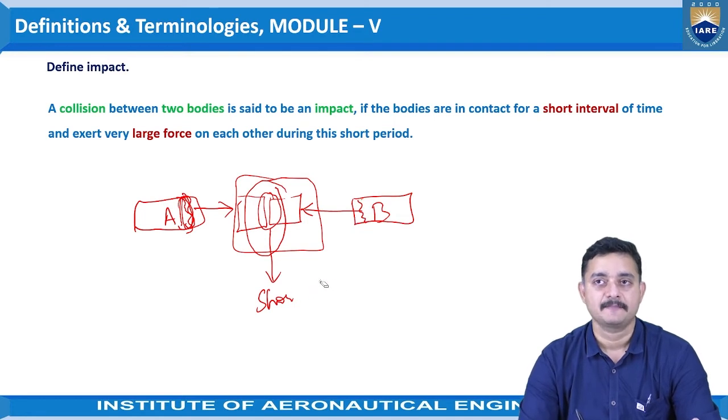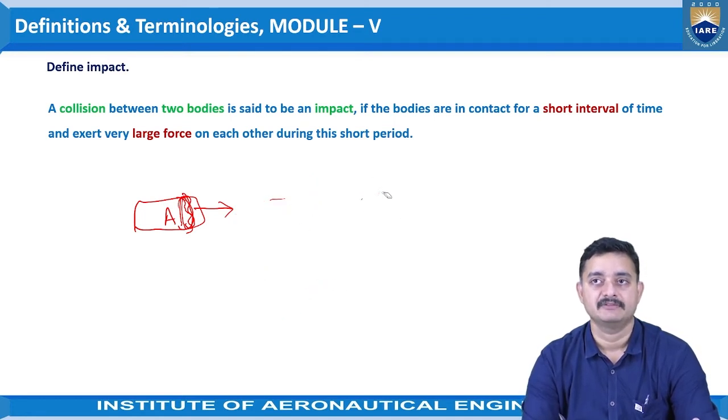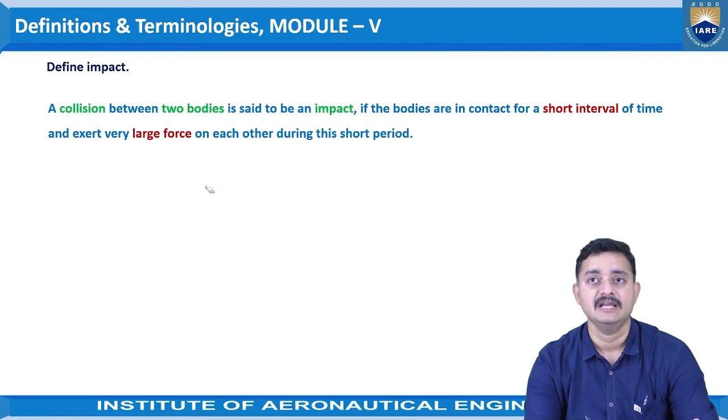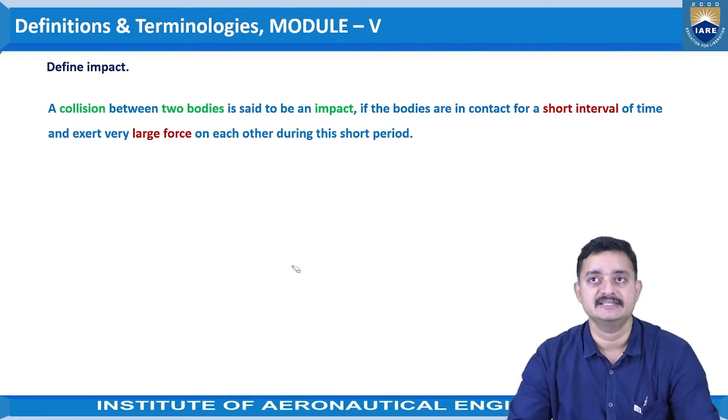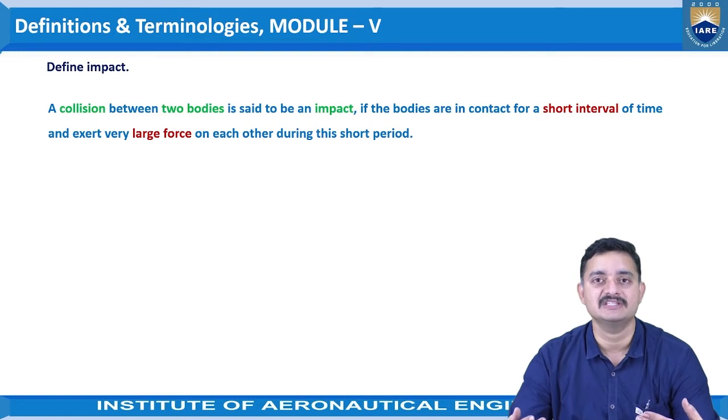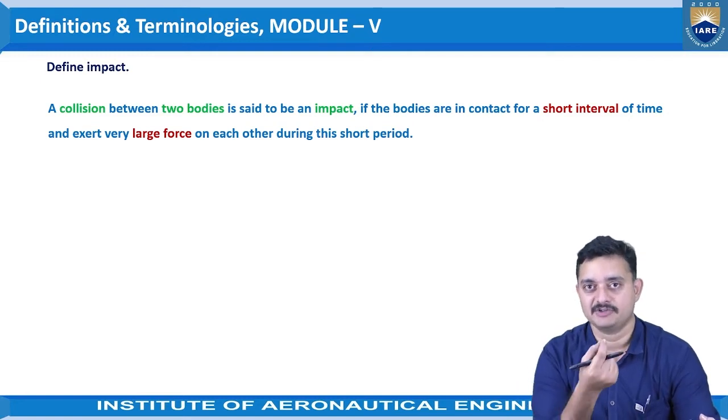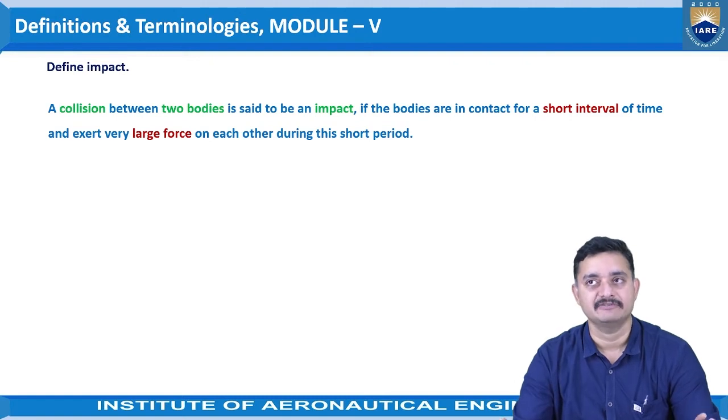So, clearly stating, the definition of impact can be given like this. A collision between two bodies is said to be an impact if the bodies are in contact for a short interval of time. Definitely for a short interval of time, maybe 1/5 of a second, maybe 1/10 of a second, both bodies will be in contact with each other. Then they exert very large force on each other during this short period. This case would be termed as impact.